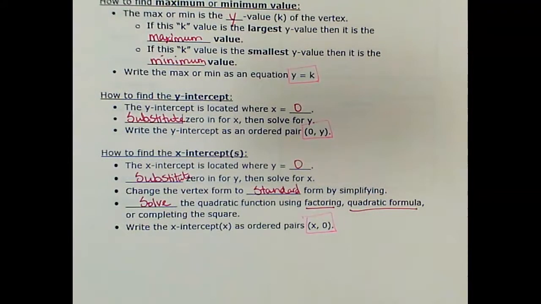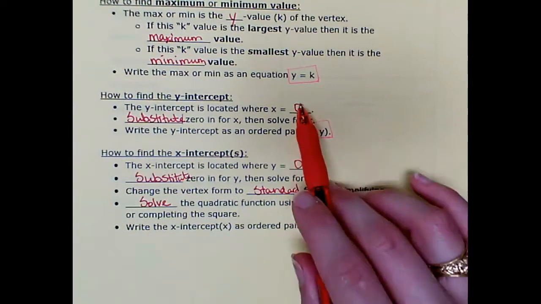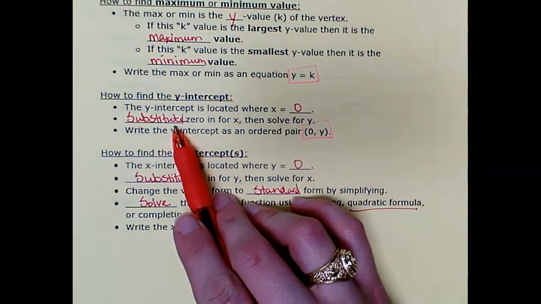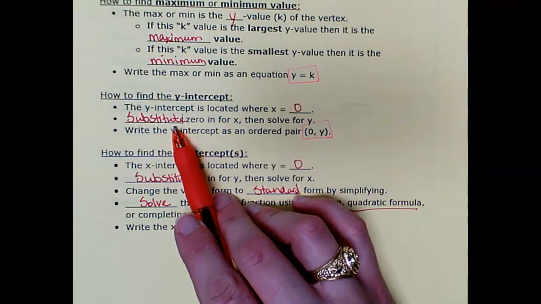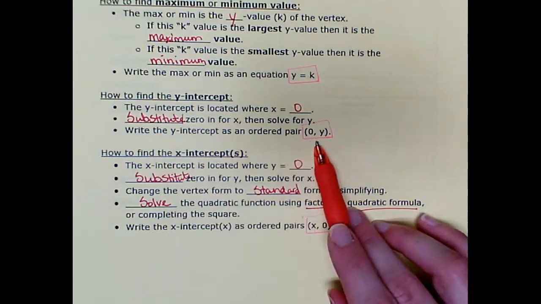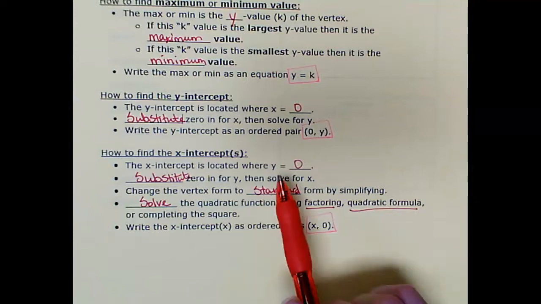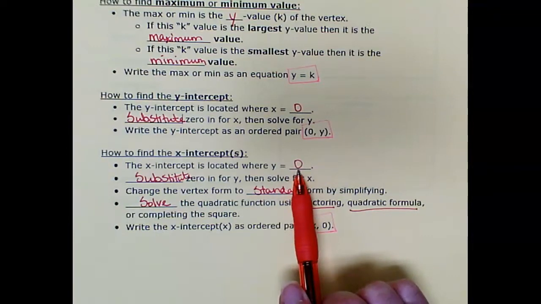If you're looking for the y-intercept, it is located where x equals 0. You can always substitute 0 in place of x in the equation, and you can solve for y. You write the ordered pair for the y-intercept like this. And then finally, the only thing that's really different is whenever you try to find the x-intercepts, it's still where y equals 0, that's where it's located on the graph.